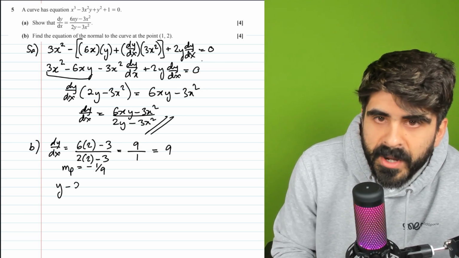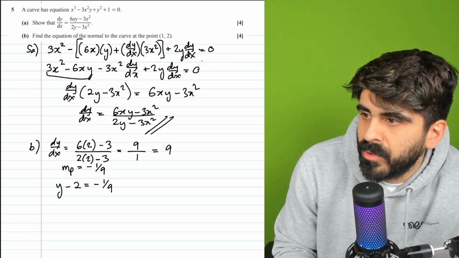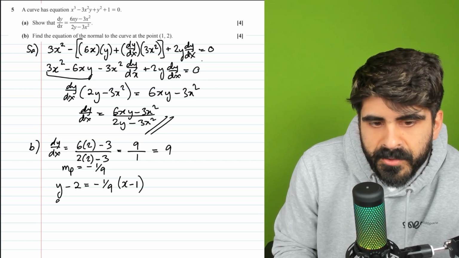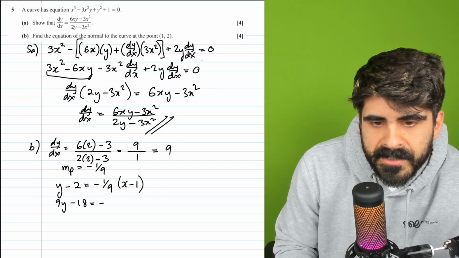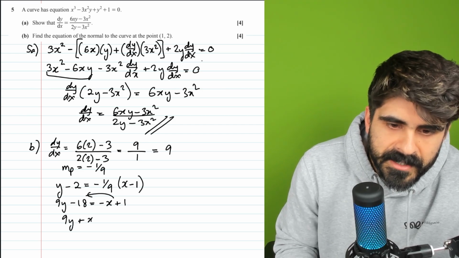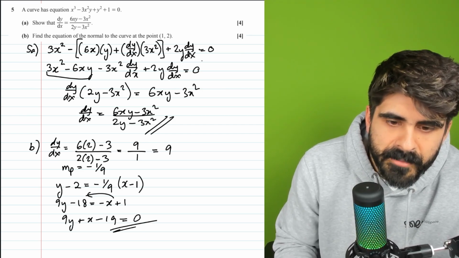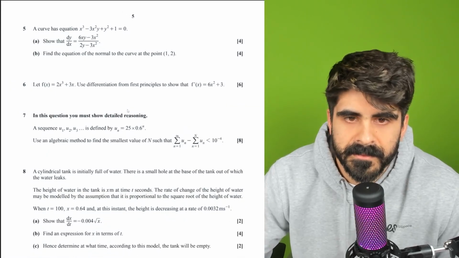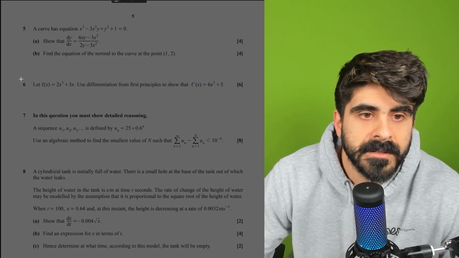Y minus the y coordinate is minus 1/9. X minus the x coordinate. Timesing through, we get 9y minus 18 is minus x plus 1. 9y plus x minus 19 is 0. This is my bread and butter, man. That was way easier than the other question.